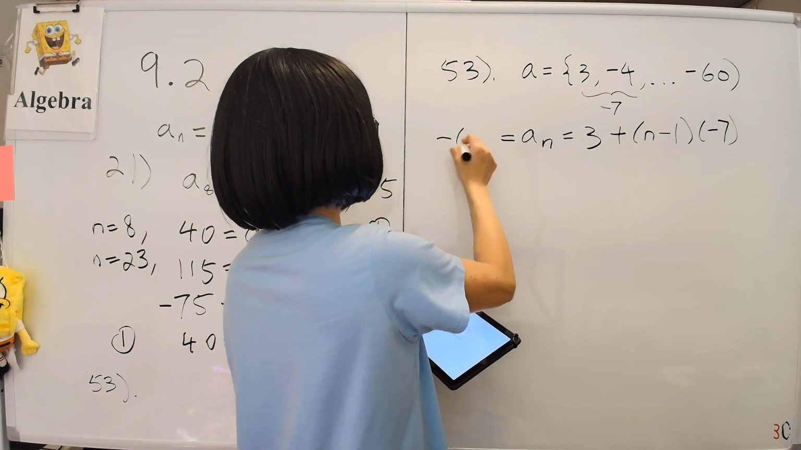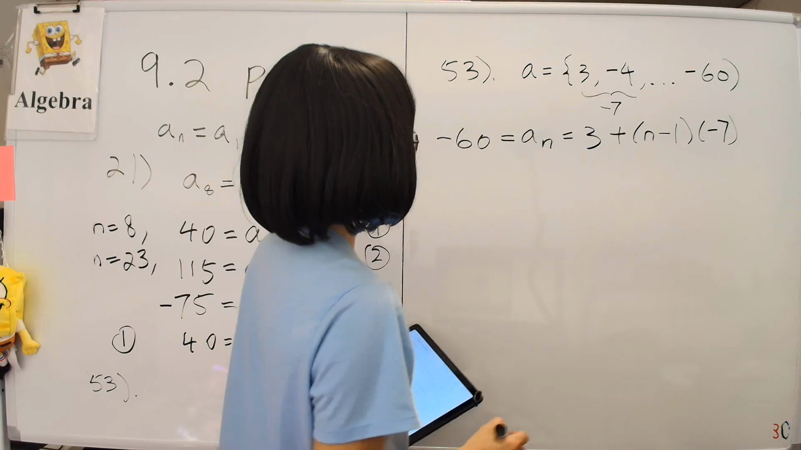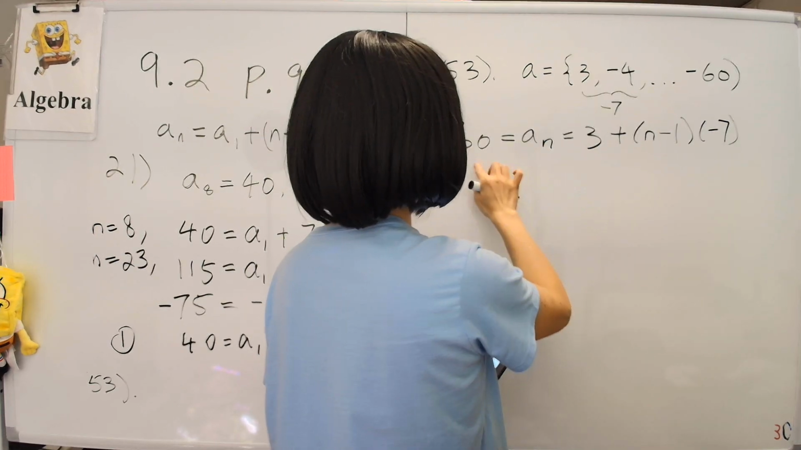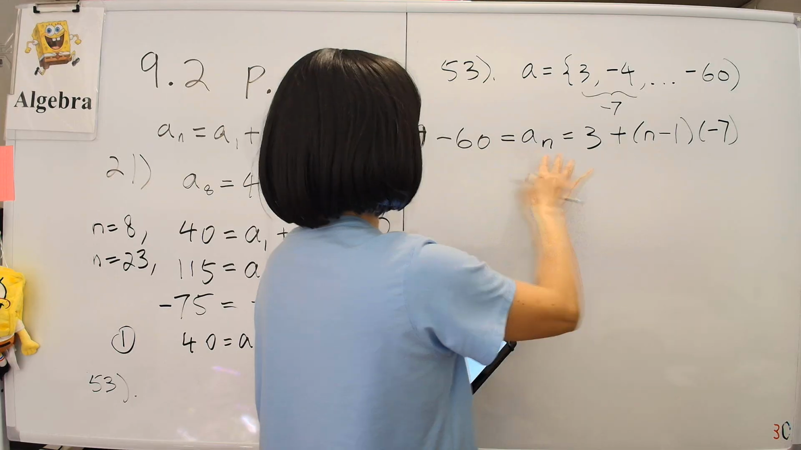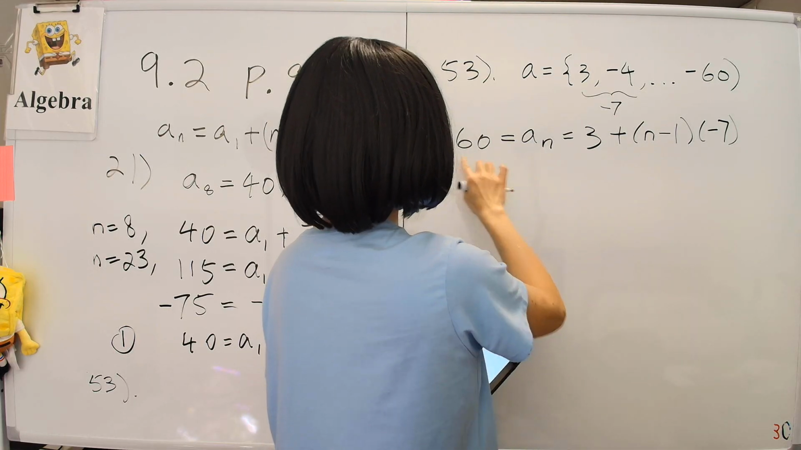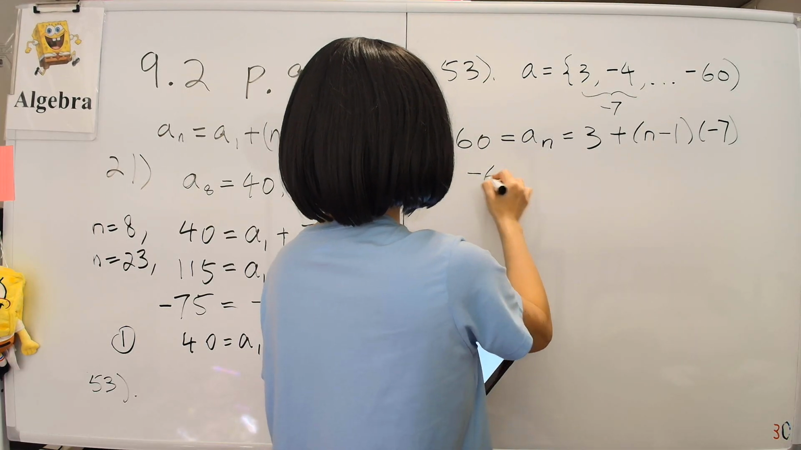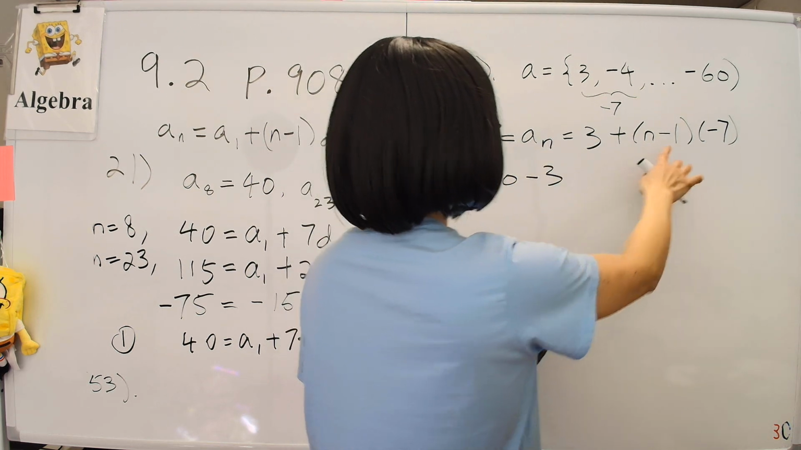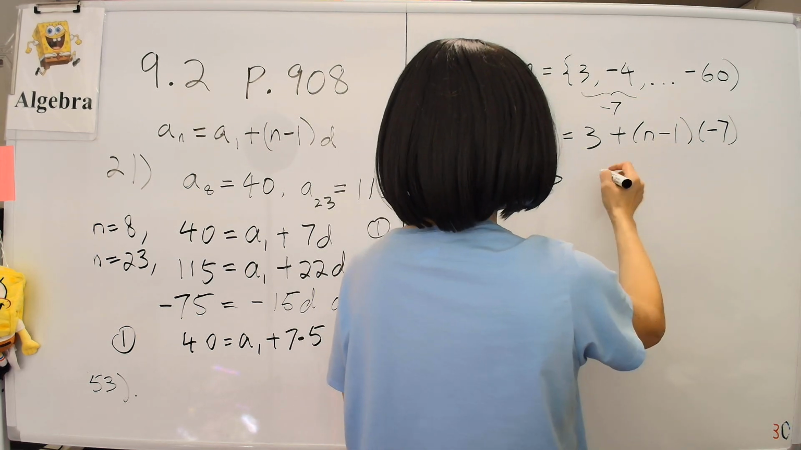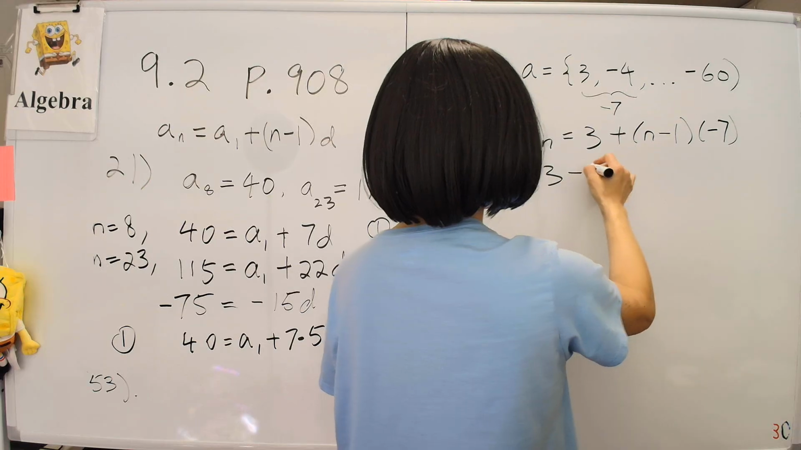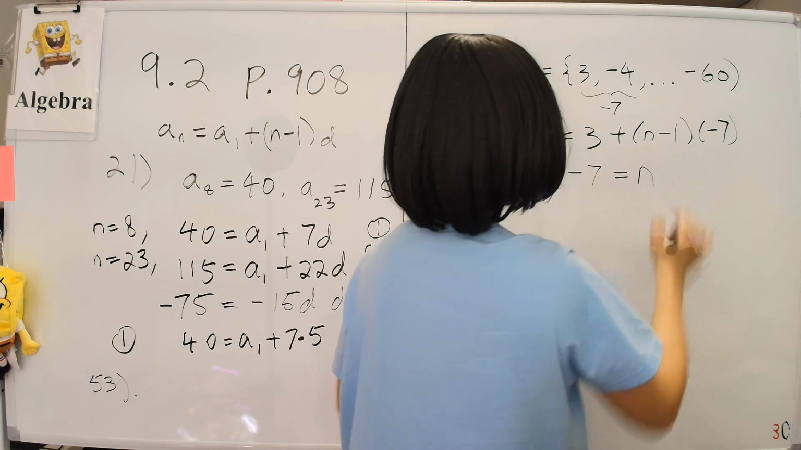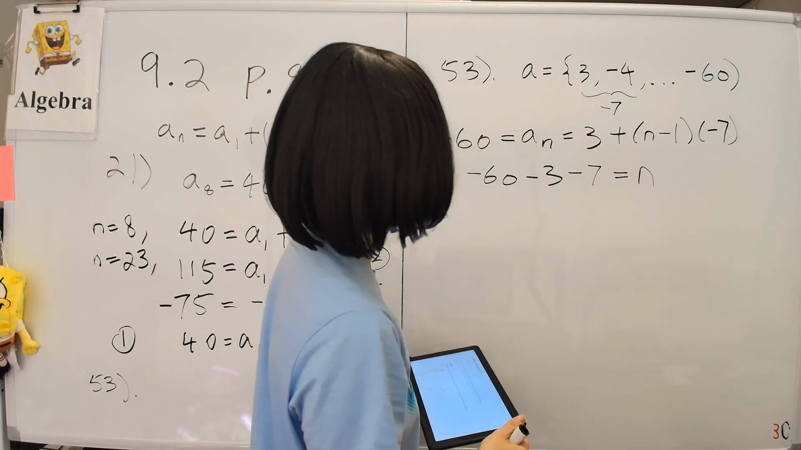An should be negative 60 to figure out what n is. So we just solve this basic equation, and that should do it. So we have minus 60 over here, move the 3 over here, minus 3. This becomes a plus 7, and moved over here is minus 7, and then that is equal to n. And I think that's it.